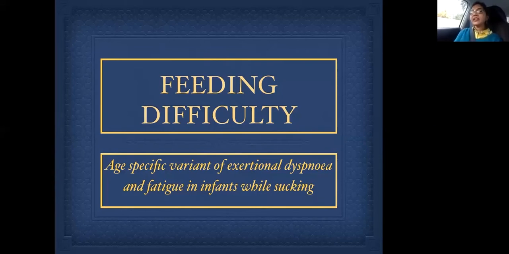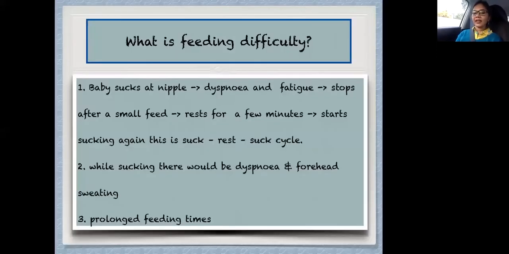Now, feeding difficulty, we would look into a little bit of detail because that is an age-specific variant of exertional dyspnea and fatigue in infants while sucking. So what exactly is feeding difficulty? When the baby sucks at the nipple, there is dyspnea and fatigue, and the baby stops. After a small feed, the baby rests for a few minutes and starts sucking again. So that is the suck, rest, suck cycle. This is classic feeding difficulty.